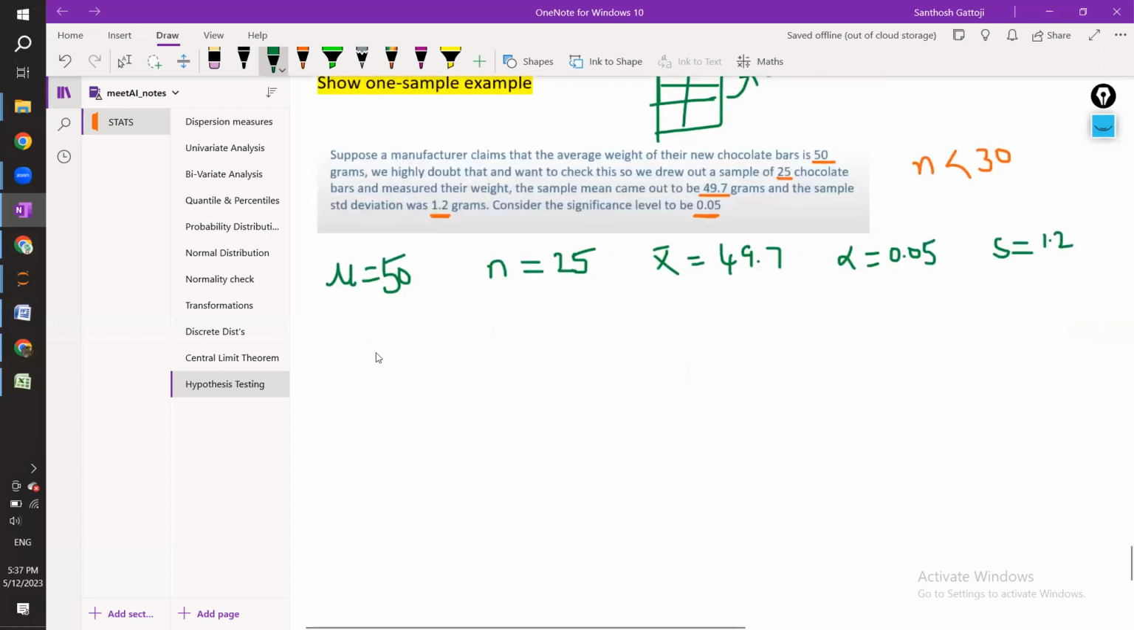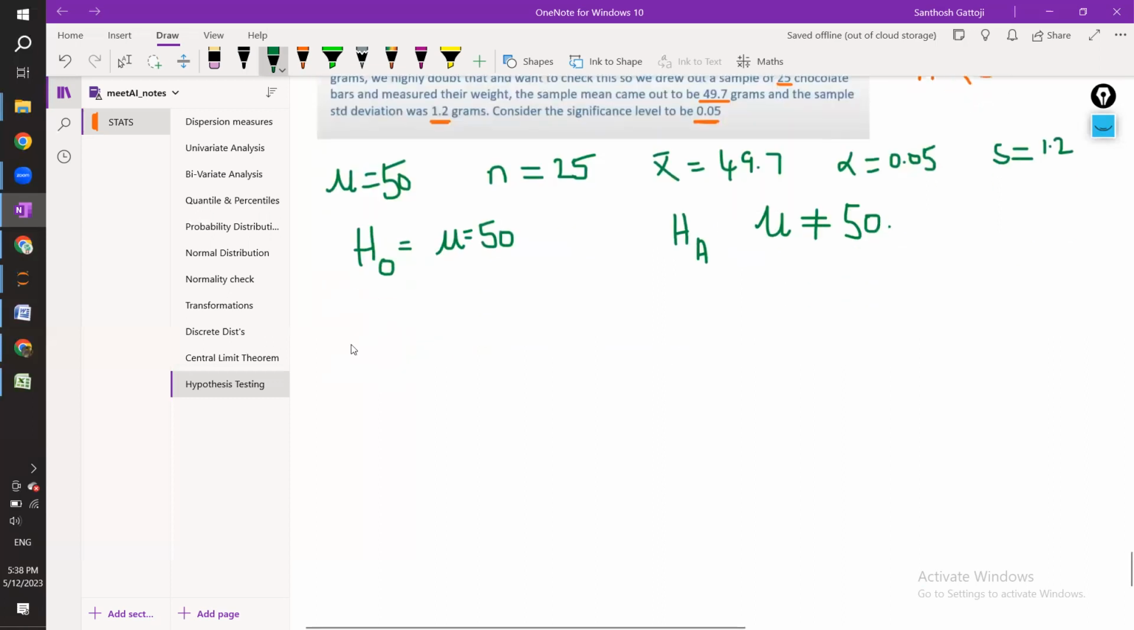So over here, what will the null hypothesis say? The null hypothesis will say the mean is 50, and the alternate hypothesis will say the mean is not equal to 50. Fine.